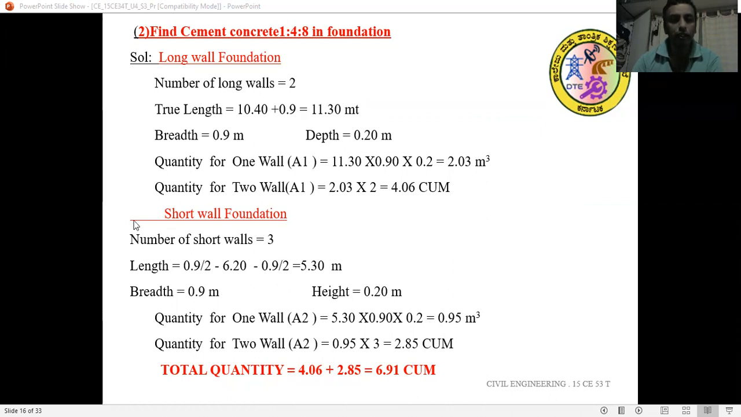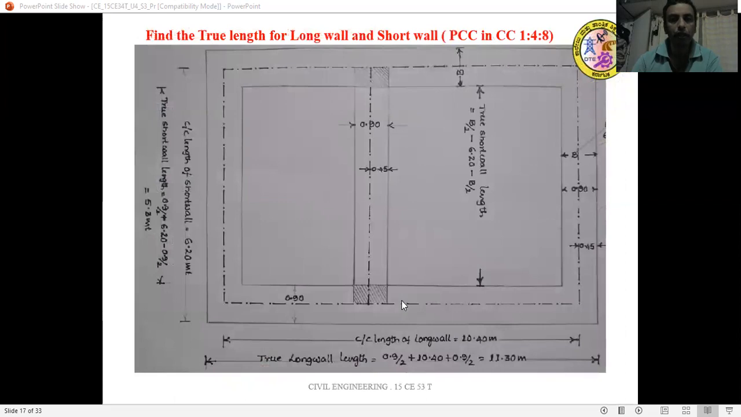But in this figure, there are three number of short walls. Therefore, the total for three short walls is equal to 0.95 into 3. You will get 2.85 cubic meter. Then adding the long wall quantity and short wall quantity, that means 4.06 plus 2.85, you will get 6.91 cubic meter as the total quantity of PCC in cement concrete 1:4:8. Okay, this is the picture which shows the PCC of the particular plan.